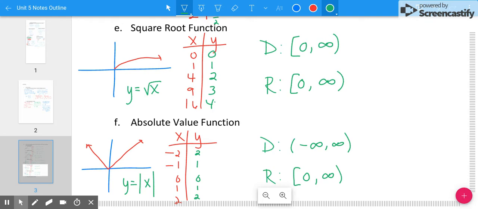So at this point, when you're practicing finding domain and range, you should be able to look at these 6 parent functions and work off of the original domain and range and make some edits based on what you're seeing.